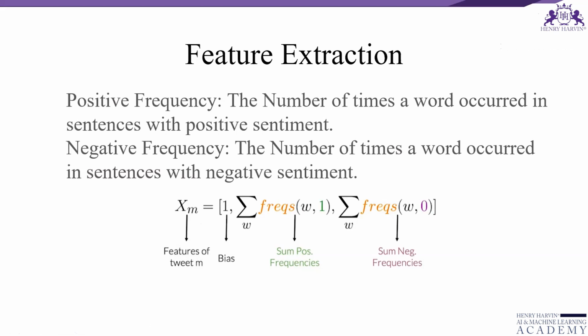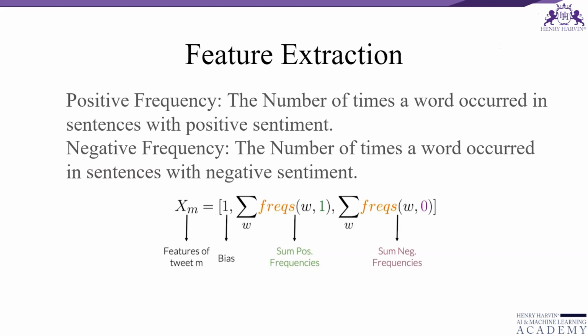So features of a text data are extracted with a feature dictionary using the following formula, right? You can see that x_m equals 1, summation of frequency (w, 1), frequency (w, 0). So this is basically the features of tweet m, and this could be the bias, this could be the sum of positive frequencies, and this could be the sum of negative frequencies, right?